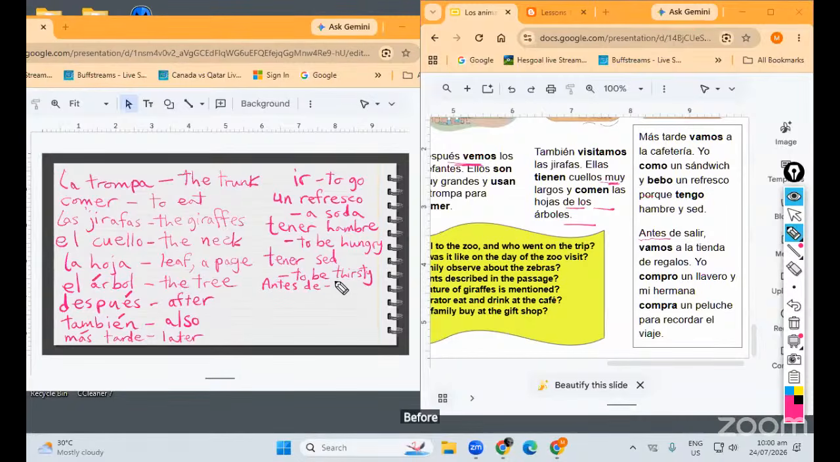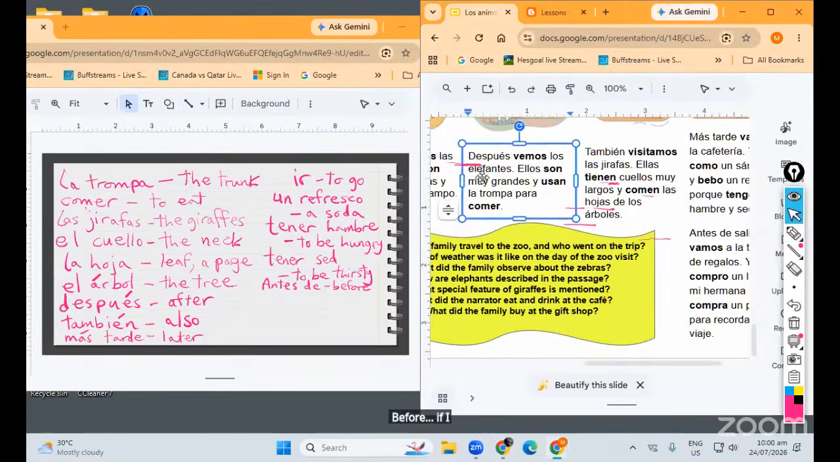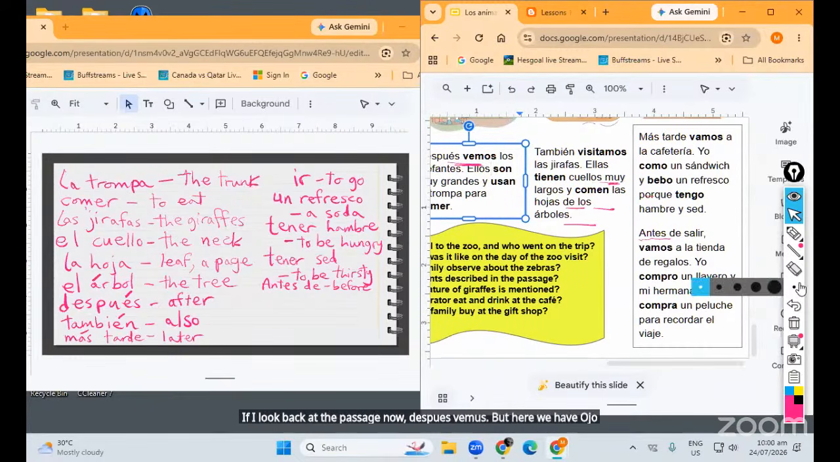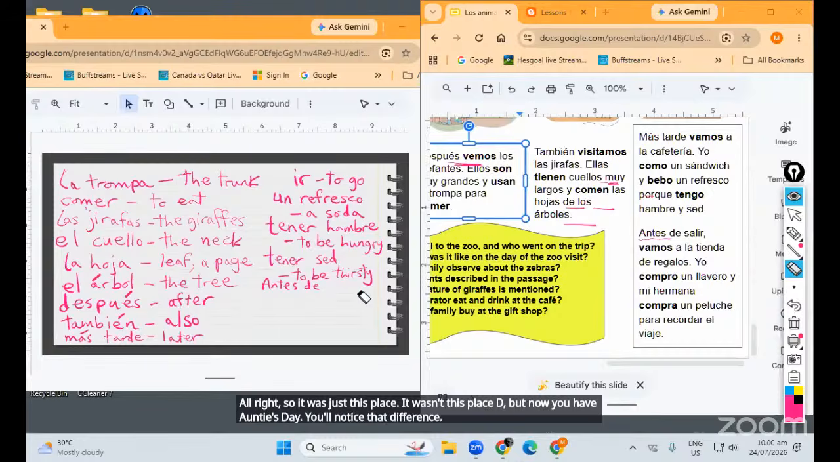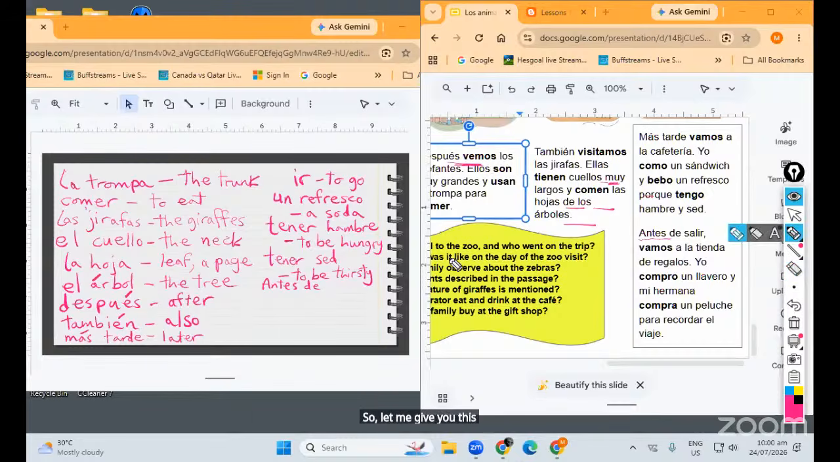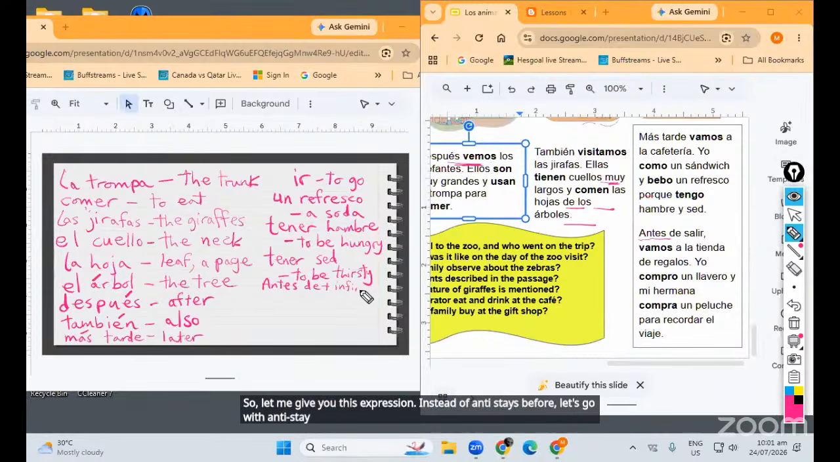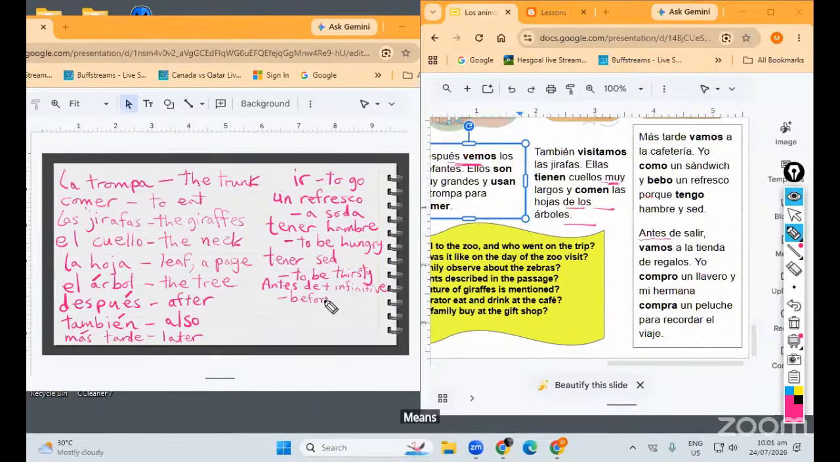before, right? And before, if I look back at the passage now, después vemos, but here we have, all right, so it was just después, it wasn't después de, but now you have antes de. You'll notice that difference? So let me give you this expression. Instead of antes de is before, let's go with antes de plus the infinitive means before doing something.